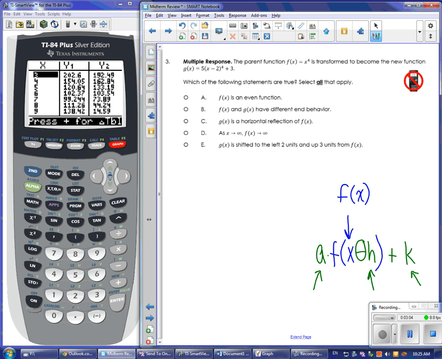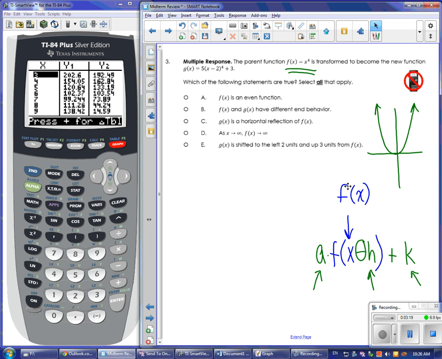In this case, we're dealing with an even power function. And if you remember about long-run behavior or end behavior, the graph of x to the 4th is going to look like a parabola that increases on both ends.